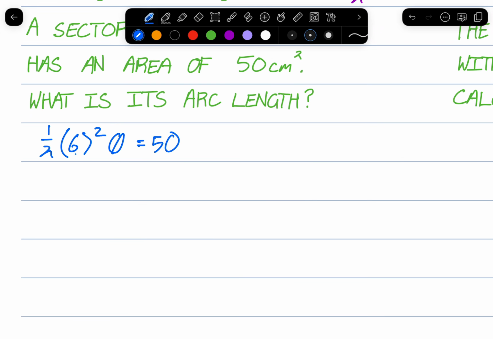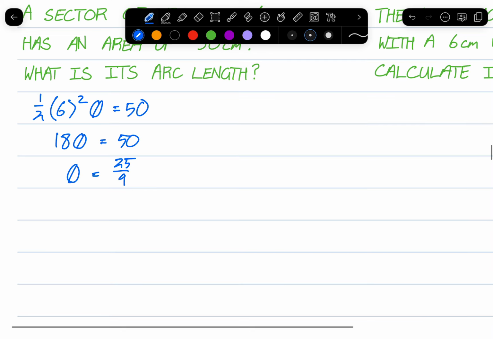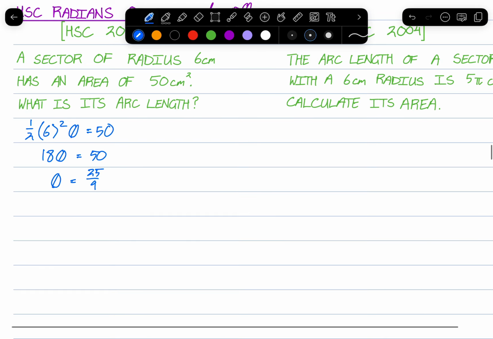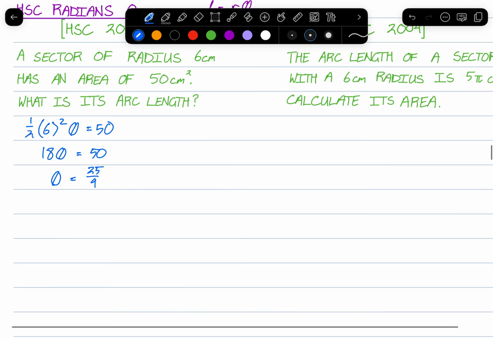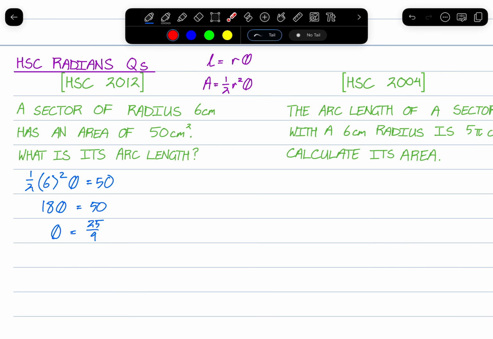From here I can simply see that's going to be 36 divided by 2, so 18 theta equals 50. So theta is going to be 50 on 18, which is simply going to be 25 on 9. So the angle of this sector is 25 on 9. But that's not what it's asking for. It's asking for what is its arc length.